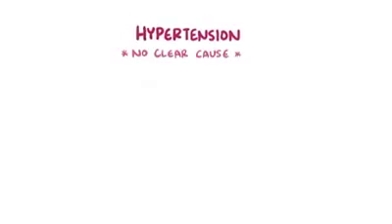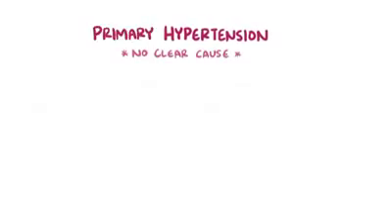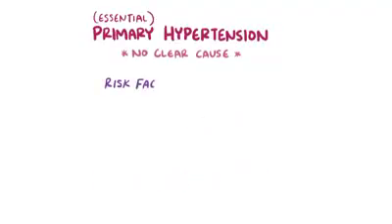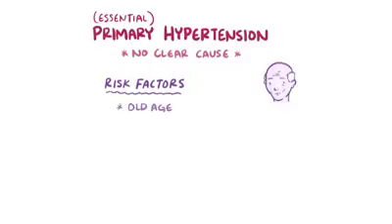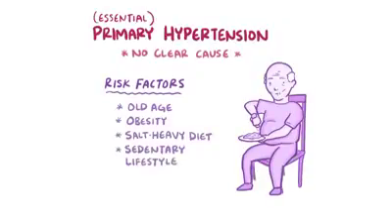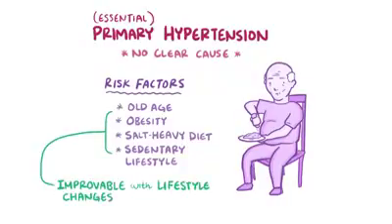Now, about 90% of the time, hypertension happens without a clearly identifiable underlying reason, and we call this primary hypertension or essential hypertension. In other words, over time, pressure in the arteries starts to silently creep up. And there are a bunch of risk factors that we've identified for primary hypertension, and these include old age, obesity, salt-heavy diets, and sedentary lifestyles. With the exception of age, all of these can be improved with lifestyle changes, and those changes can help reduce hypertension.